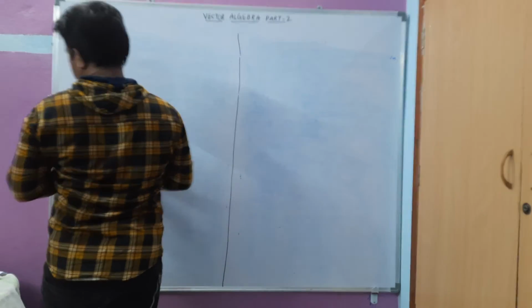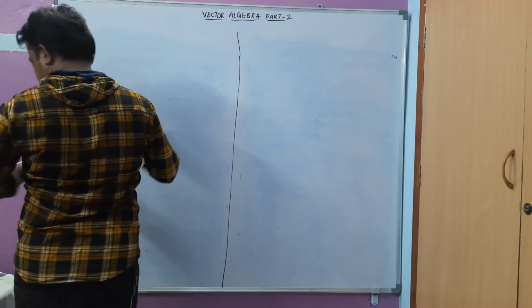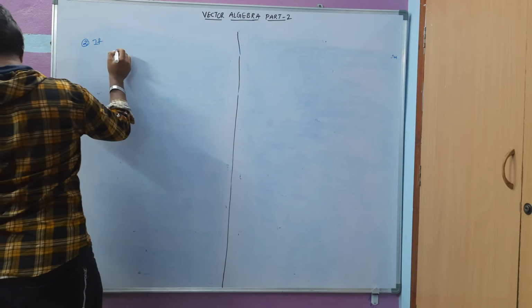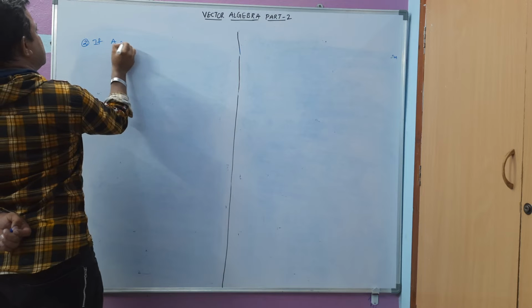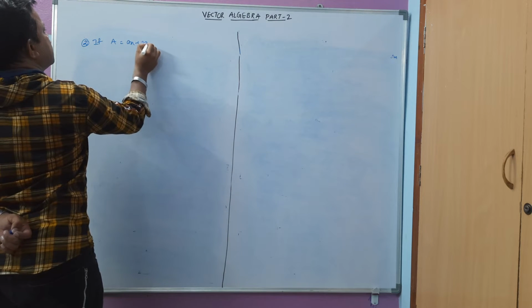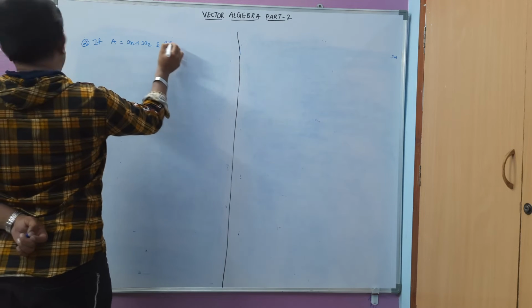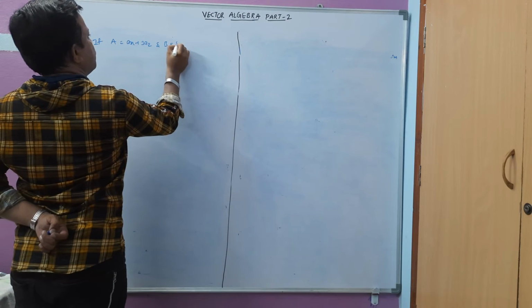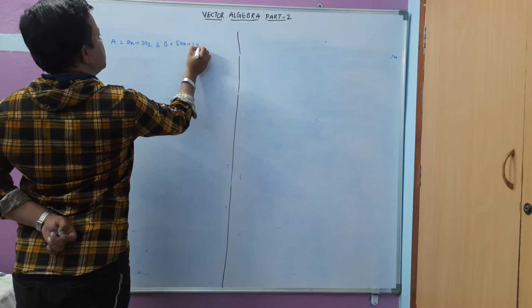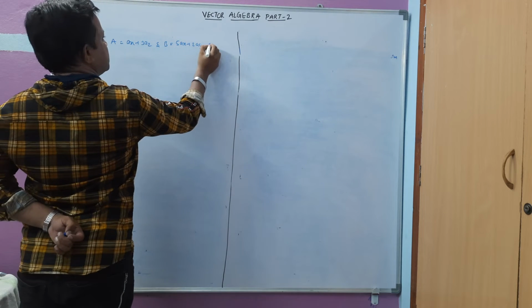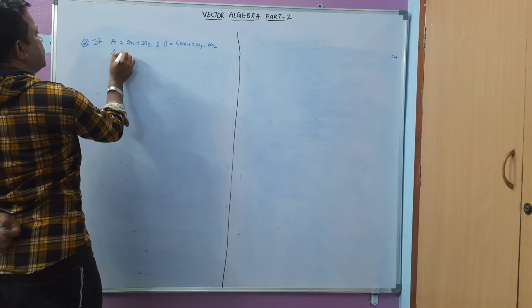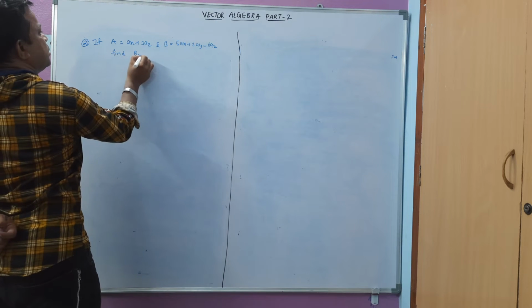Let me write the second question here. Second question is, if A is equal to ax plus 3az and B is equal to 5ax plus 2ay minus 6az, find theta of AB. Similarly, you have to find theta of AB.